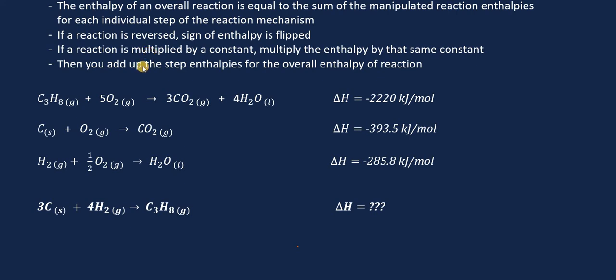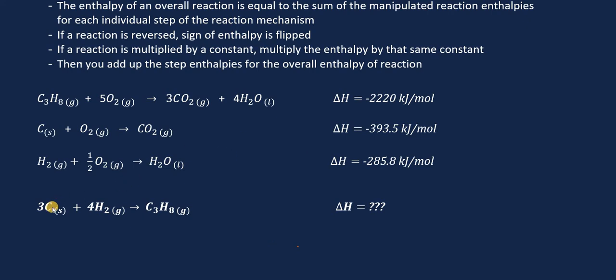And then at the end, you just add all of them up, and that would give you the overall enthalpy of reaction. So let's look at this example down here. In our overall reaction, we have solid carbon plus hydrogen gas producing propane gas. And we have a series of 3 reaction steps that make that. And what we need to do is figure out how we're manipulating each of these enthalpy values to get the overall enthalpy.